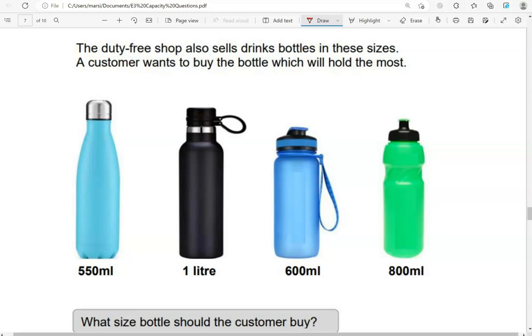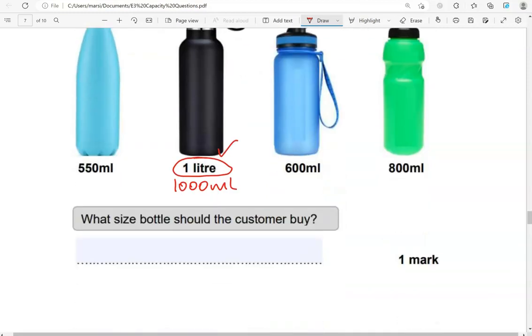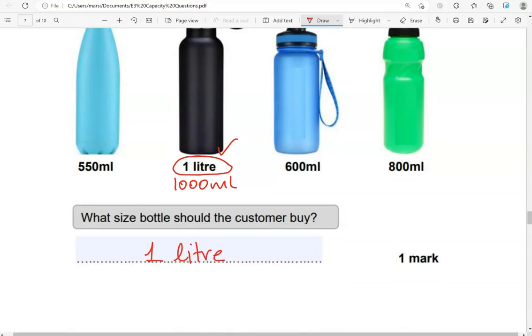So we said that 1 litre is equal to 1000 millilitres. So we're comparing 550, 1000, 600 and 800. The highest of them all is 1000. So this is the bottle that holds the most. So we're going to say 1 litre.